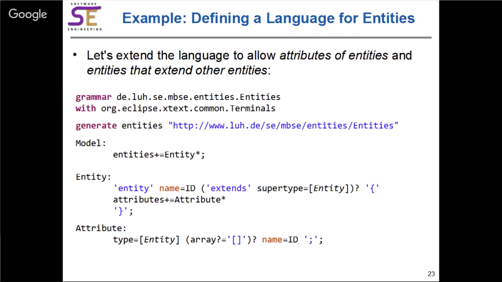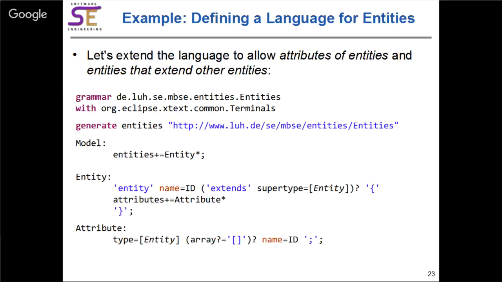Then it's left to say, in this attributes reference, it refers to another type, respectively rule, which we see at the bottom here. It's the attribute rule, and this defines what an attribute looks like. And here we say, okay, an attribute is something that refers to another entity as its type.